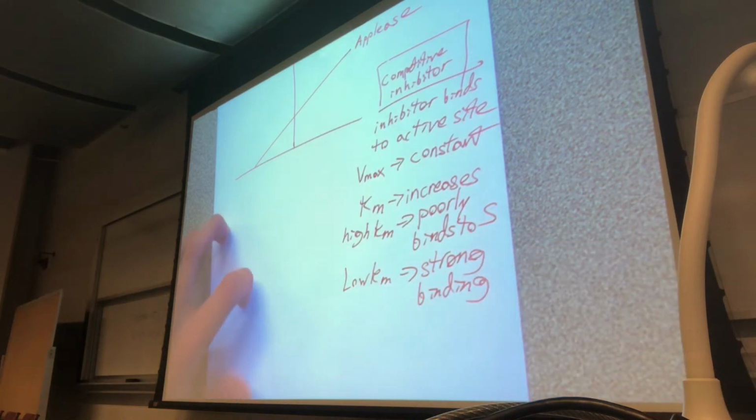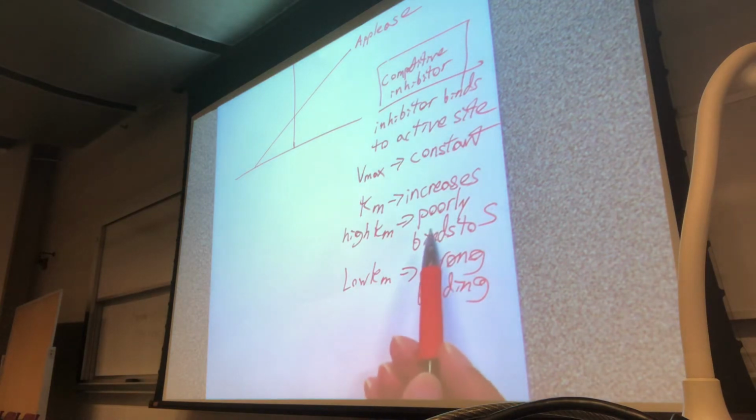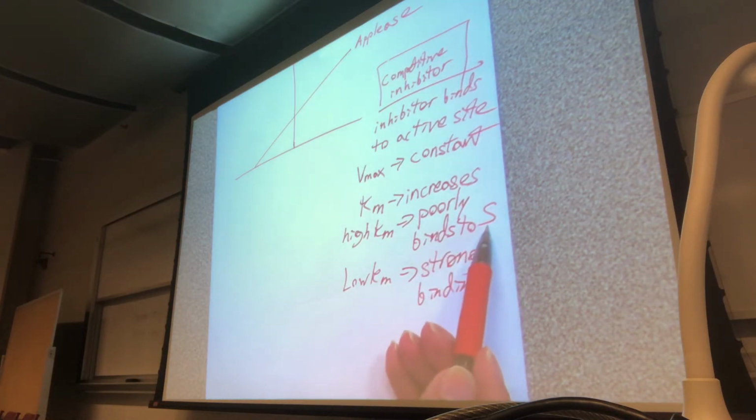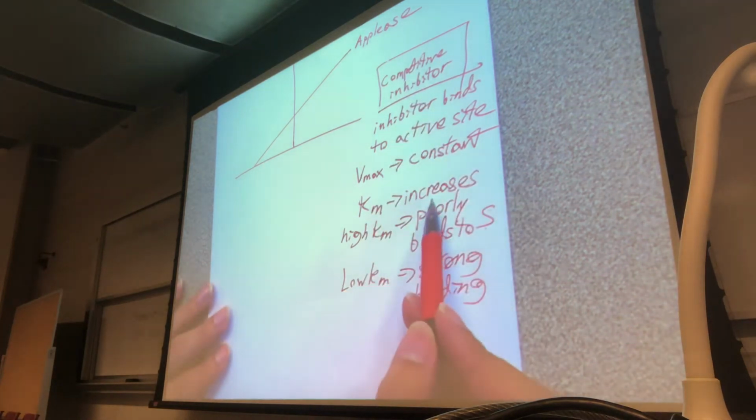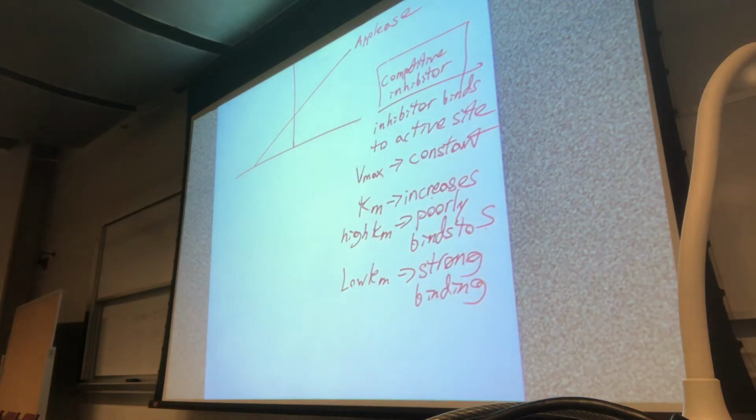Okay? So, a competitive inhibitor is directly interfering with an enzyme's ability to bind to its substrate. It's making it harder for the enzyme to bind to its substrate. Therefore, a competitive inhibitor will cause Km to increase. Okay, now that we have these two facts in our head, we can figure out what the line is going to look like.